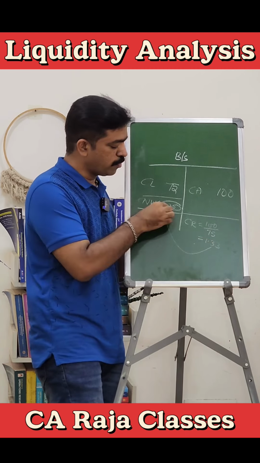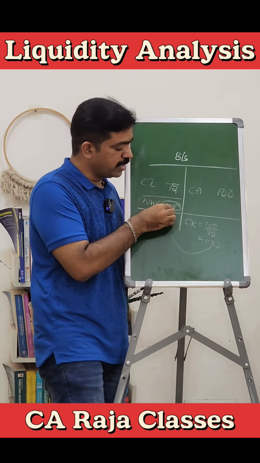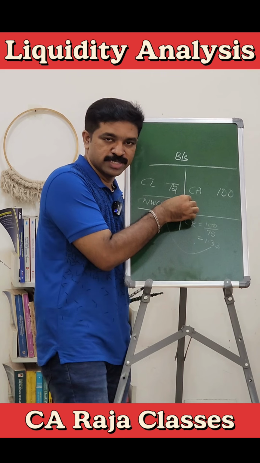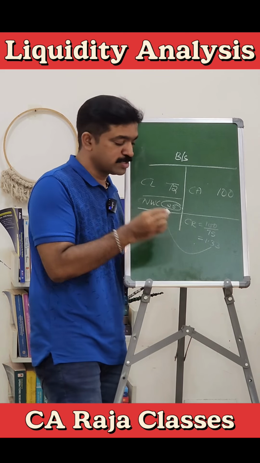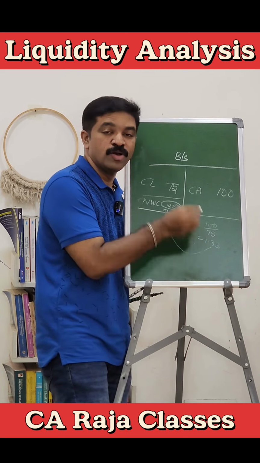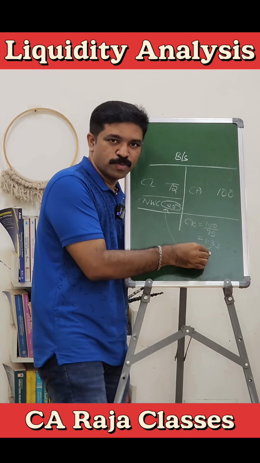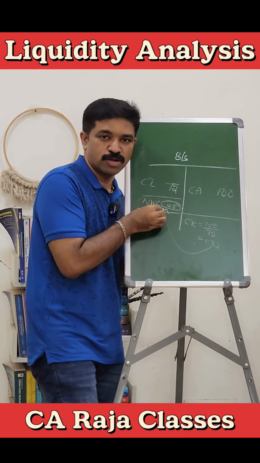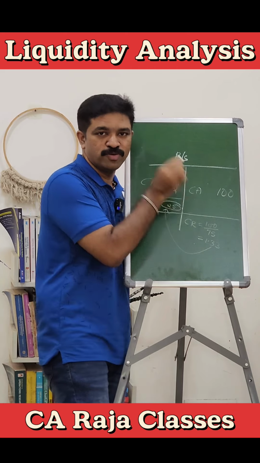When the ratio is 1.33, there is a 25% long-term fund contribution for build-up of current asset. And this is the reason many banks are insisting on this particular ratio, because by insisting on 1.33, they are also insisting on a 25% long-term fund contribution for build-up of current asset.